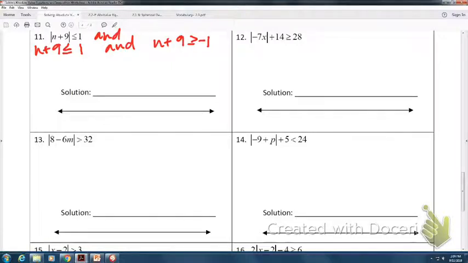Then when I'm solving, subtract 9 from both sides. n is less than or equal to negative 8, and then we also have n is greater than or equal to negative 10.